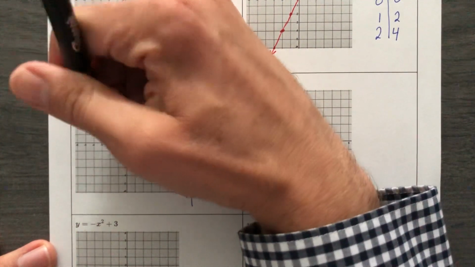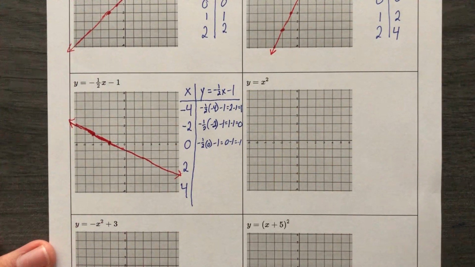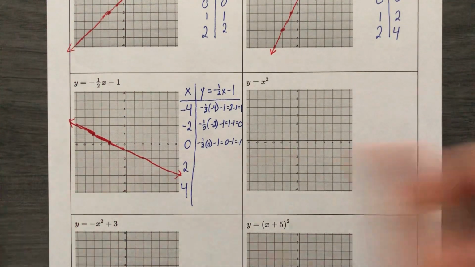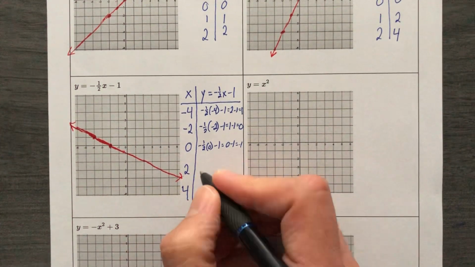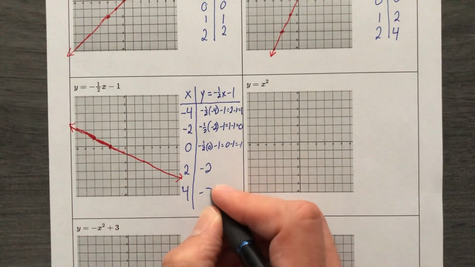My goodness, that's a messed up line on that end. Not too straight on that end either. All right. So I didn't even finish the chart. Don't even have to. I mean, I could if I wanted to, like 2, negative 2, 4, negative 3. There we go.